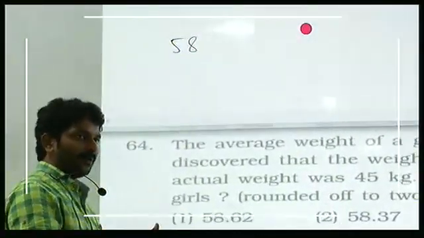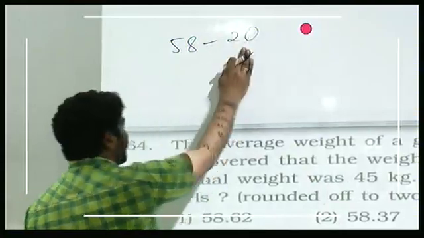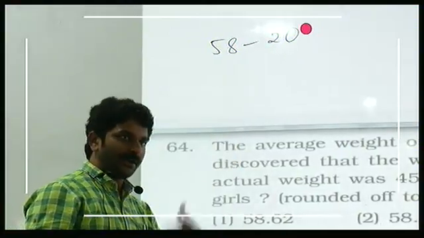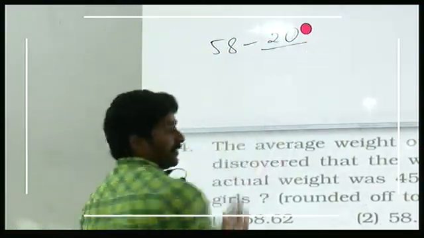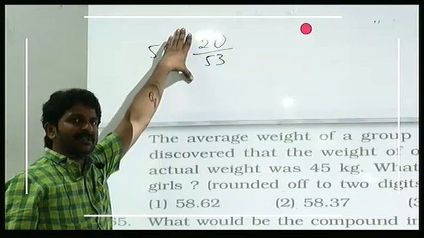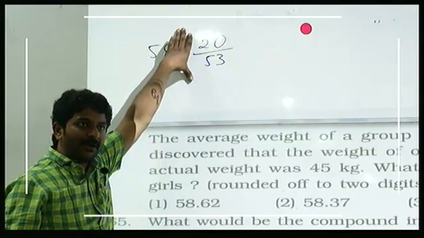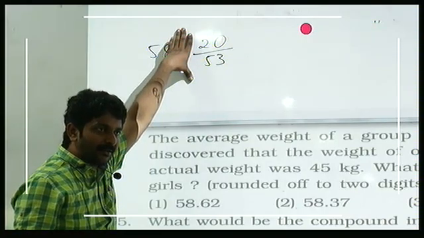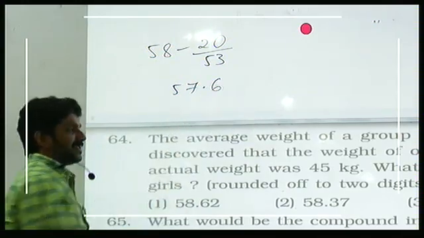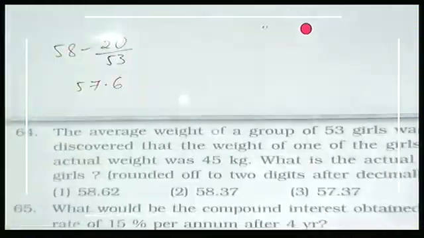Since they have taken 20 extra, yes or no? They have taken 20 more. To make it correct, you need to subtract 20. Can I directly subtract 20? No, because this is an average. From the average, you can only subtract an average, or you can add only an average. So this is to be converted to an average. Average of how many girls? Average of 53 girls. So divided by 53. 20 by 53, near about 0.4. Agreed? Yes or no? Right. If you subtract 0.4 from this, 57.6. The answer should be near that. Fourth option.